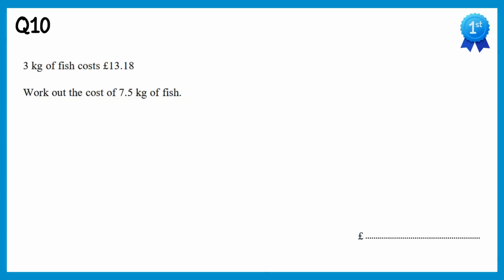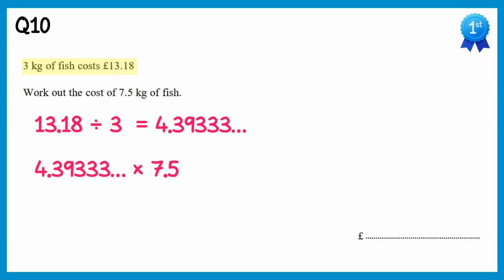For this question, we're told 3 kilograms of fish cost £13.18. If we then divide £13.18 by 3, we'll find out what 1 kilogram of fish costs. So £13.18 divided by 3 gives you 4.393 recurring. This is the cost of 1 kilogram of fish. So if I times this by 7.5, I'll find out the cost of 7.5 kilograms. So 4.393 recurring times 7.5 gives you 32.95, or £32.95.